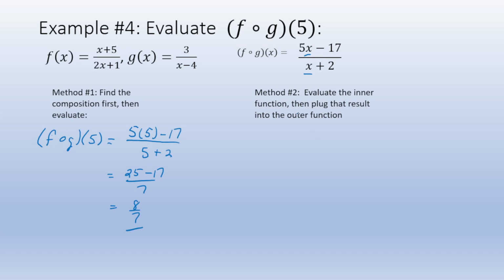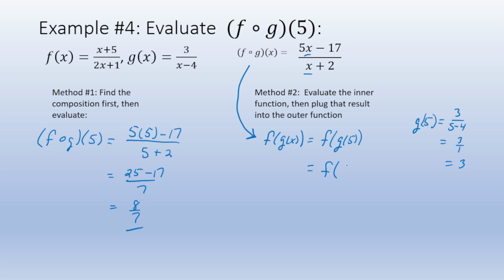In the second method, we kind of work from the inside out. So from this, we use the fact that f composite g of x, by definition, is f of g of x. Here, we're going to evaluate this for 5, so we're going to find f of g of 5. When we plug 5 into g of x, g of 5 is 3 over 5 minus 4, which is 3 over 1, which gives us a result of 3. We are finding then f of 3, since g of 5 is equal to 3.